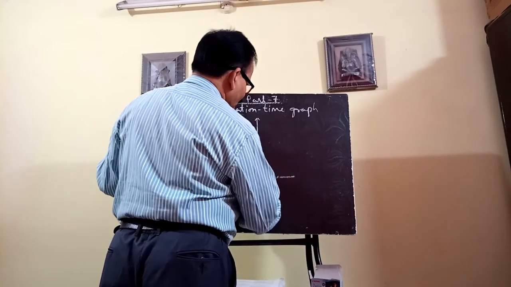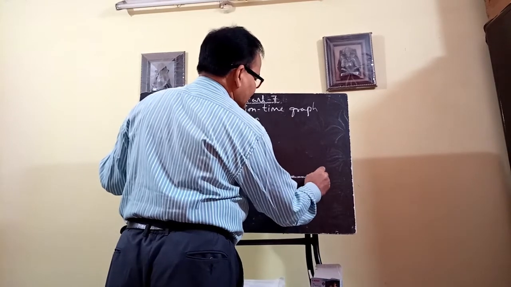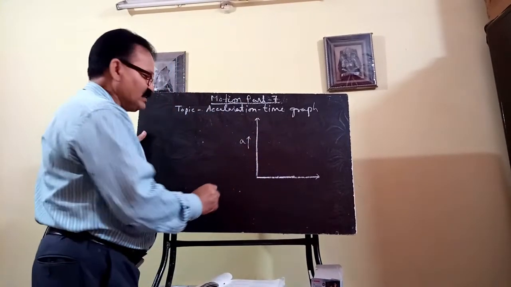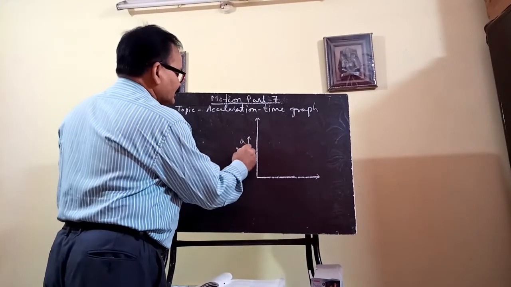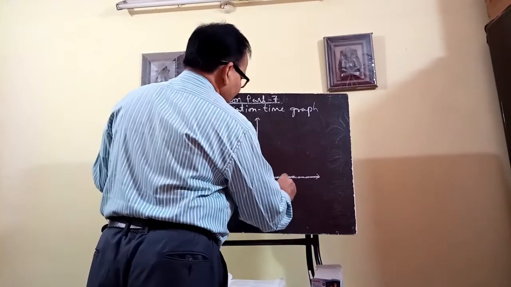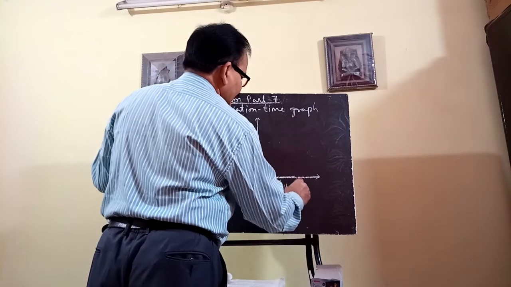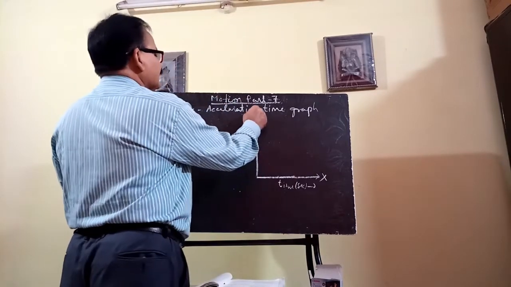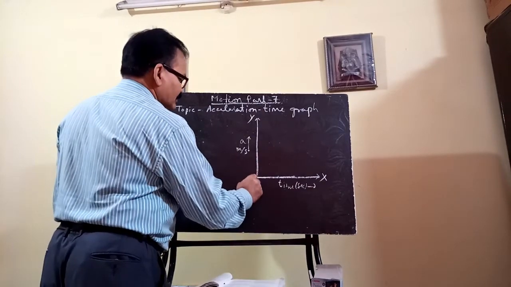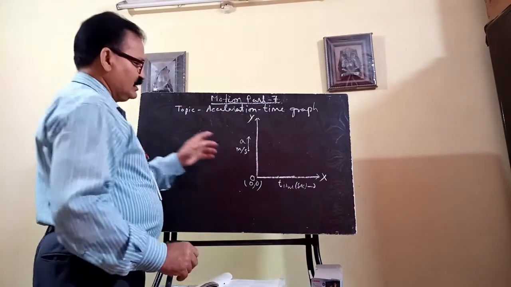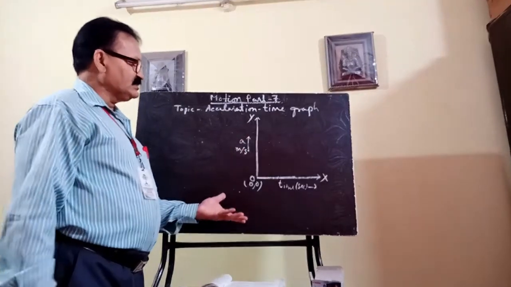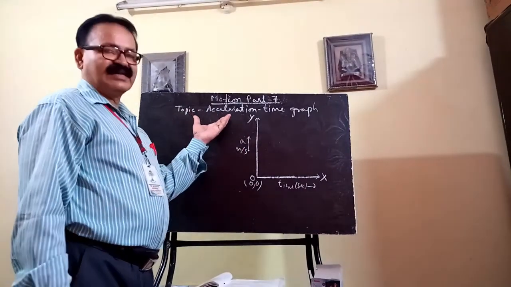Here you have to plot the acceleration along the y-axis. Acceleration must be in meter per second square, and time will be in second, along the x-axis. So this is your acceleration time graph.